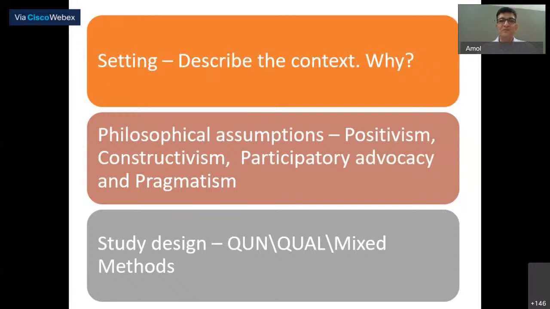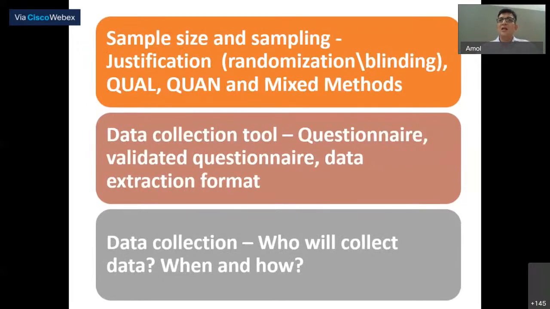So write down that justification for having that design for that particular research question. State it clearly. The next important issue is to think about sample size and sampling. If you're doing quantitative research, then you have to choose a probability sampling. State what kind of probability sampling you are going to do. If you are doing qualitative research, you are going to do non-probability sampling. So you have to state what kind of non-probability sampling you are going to do, and why you have chosen that type of non-probability sampling.